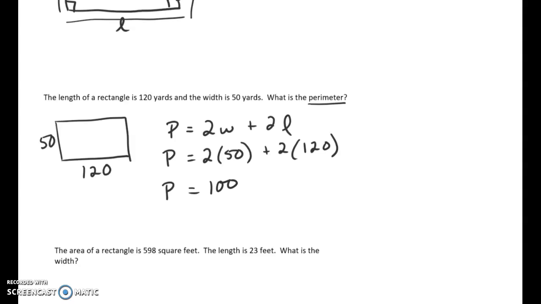So then I just have to do the math here. So I get 100 plus 240. And the perimeter is going to be 340. Now that's going to be yards, so I'll go over here and write my answer, 340 yards.